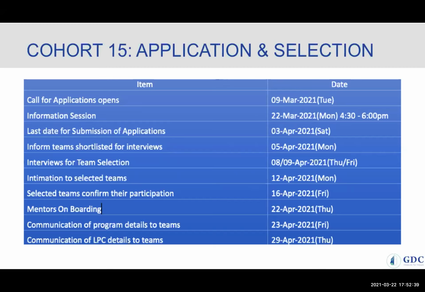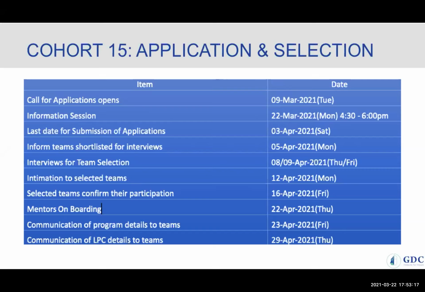And you would get informed in a couple of days after the last date about the teams that are shortlisted for the interviews, followed by a few days to collect your team together. We do ask that the entire team come together for the selection interview, which would be on 8th and 9th of April. Followed by that, within 4 or 5 days, we will decide and let you know if you're a selected team, and the teams would confirm participation. So we send out the welcome mail and some of the pre-class work about 2 weeks before the start of the cohort.